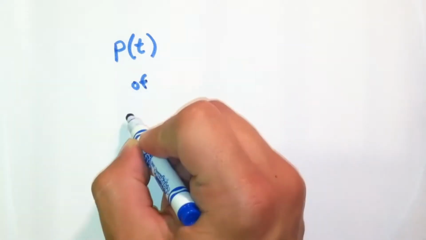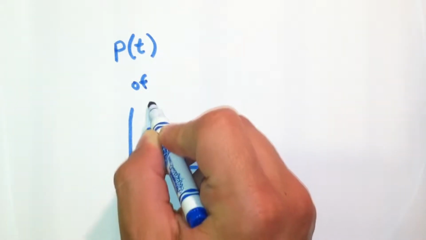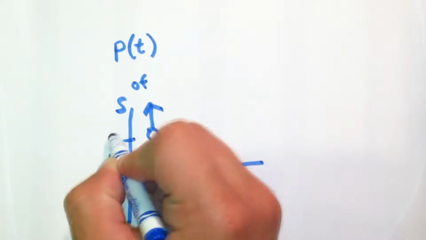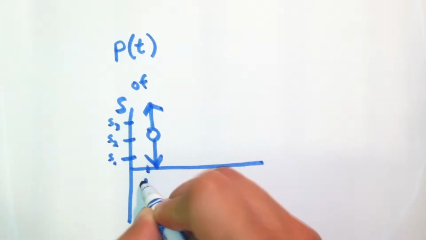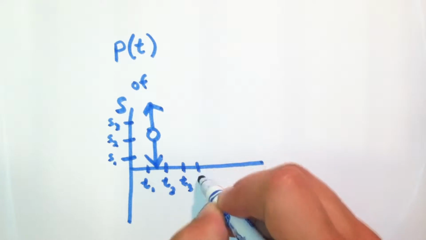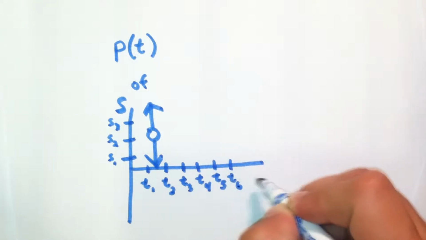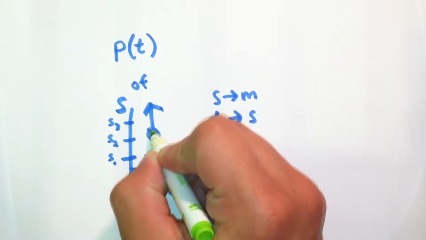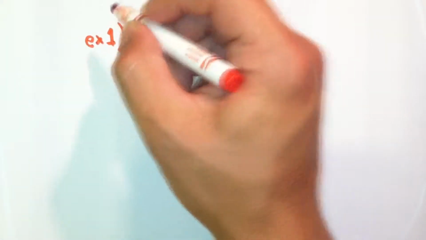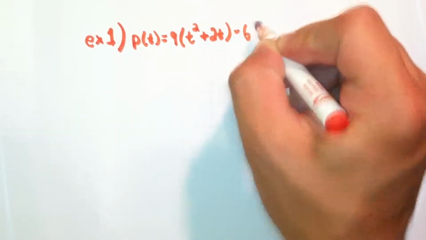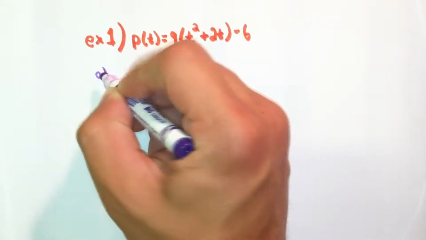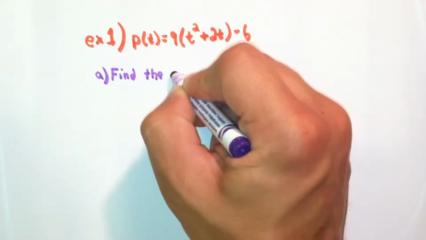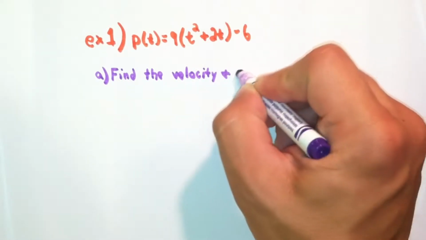Let's say the position function of a particle moving along the s-axis is given. T will be along the x-axis. S will always be measured in meters, and T will always be measured in seconds. Let's say, for example, we had 9 times t squared plus 2t minus 6. And let's say for part A, it tells us to find the velocity and acceleration functions of the original position function.